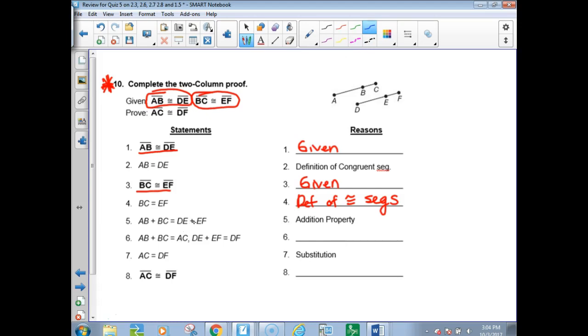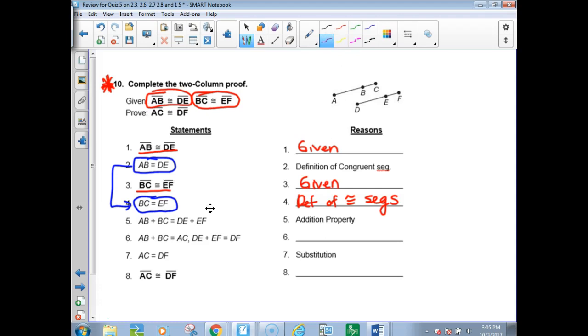Okay, now, it says addition property. Well, let me explain what they did because I want you to understand how the proof is flowing here in case this isn't provided. So what they did was they took the fact that AB equals DE and BC equals EF, and they just added BC to the AB and the EF to the DE, which is adding on something that's already equal. Okay, so that's why it's addition property of equality.